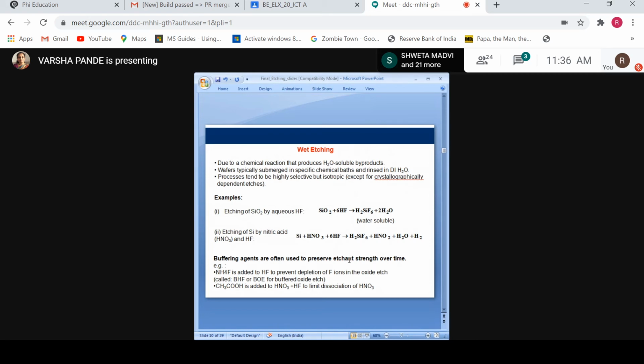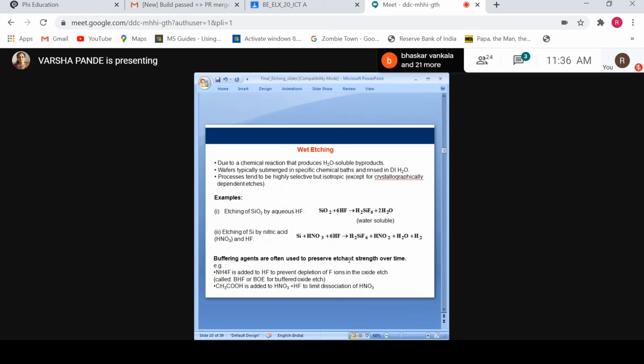Yes, ma'am. What it means, these two important parameters are there, means wet etching and dry etching. It should be depending upon the selectivity and directionality. Now first we will see wet etching in detail.